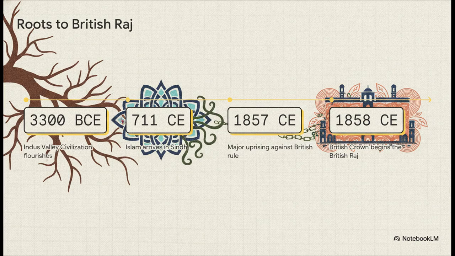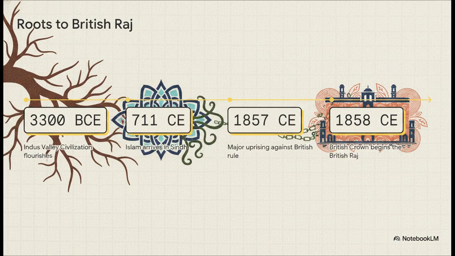We're talking deep roots here, going all the way back to the Indus Valley Civilization in 3300 BCE, literally one of humanity's earliest advanced societies. Fast forward to 711 CE and Islam first arrives in Sindh, kicking off centuries of cultural shifts. But the modern catalyst? That happens much later. In the 1800s, the British East India Company gradually took control, which sparked a massive uprising in 1857.